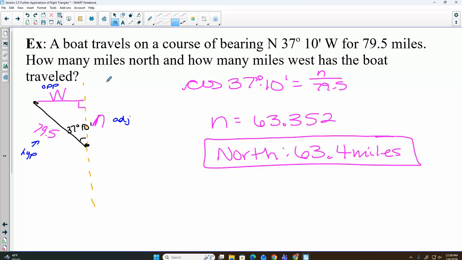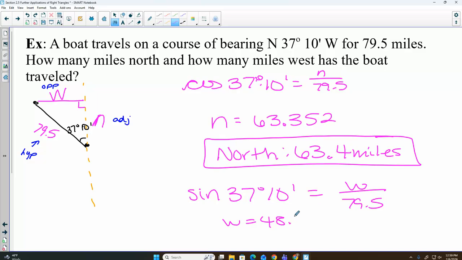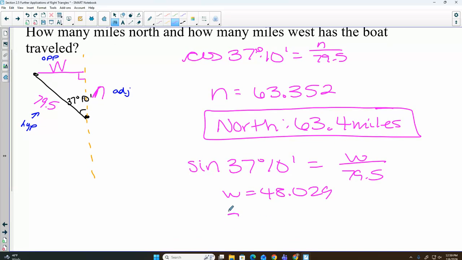All right, if I want to find my west from this angle that's opposite and hypotenuse, what trig function is that? So the sine of 37 degrees, 10 minutes equals w over 79.5. Multiply that over. And we get 48.029. So 3 significant digits would be 48.0 miles.